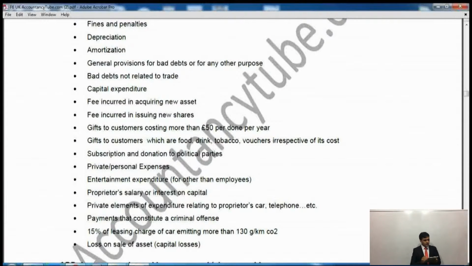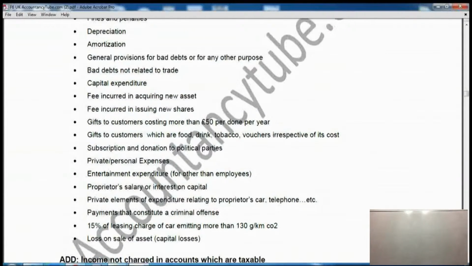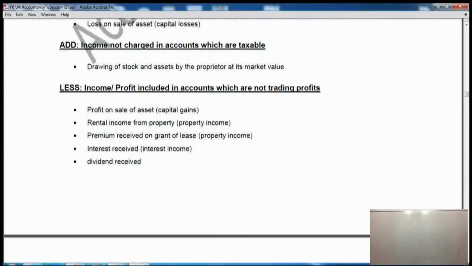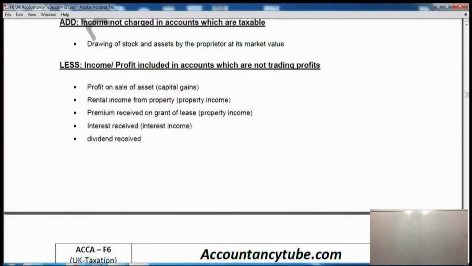Right? Now there is another list just beneath that you will have to add as well. It is income not charged in the accounts which is taxable. Now these were the incomes which were not charged in the accounts, but which you will have to add, and it is a drawing by the owner, by the proprietor. If the business owner has taken something out of it, that will be added at the market value. All right.